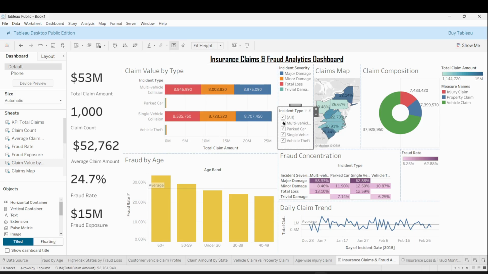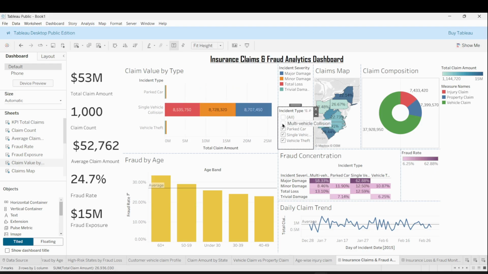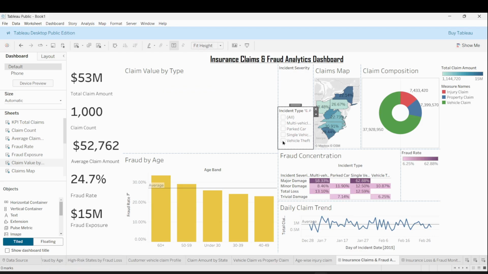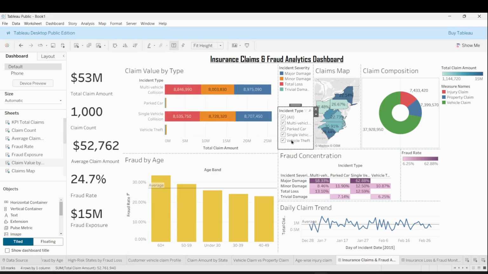Also, I have added a filter over here, meaning that if I deselect any one, then the chart changes. I can deselect all of them, and I can also select all of them. Deselect only 3, one will remain, and select all. And this is a legend for the corresponding chart.